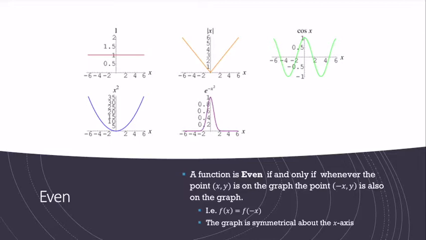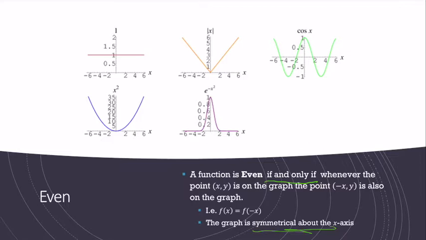So the first thing I want to talk about is an even function. Functions are even if and only if, whenever the point (x, y) is on the graph, the point (negative x, y) is also on the graph. So if I have a graph like that that is even, it's going to be symmetrical about the y-axis.